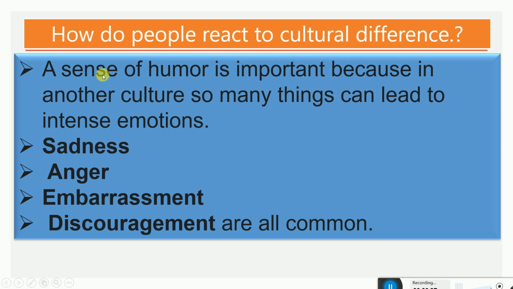Okay, so a sense of humor is important because in another culture so many things can lead to instant emotions. Sadness, what do you mean by sadness? When people feel sorrow because something happened in their life, this is sadness. Okay, and anger, when two people quarrel with each other, anger will increase. Embarrassment, if people are working in an organization and something happens, embarrassment will be felt. Discouragement, so all are related to cultural difference.